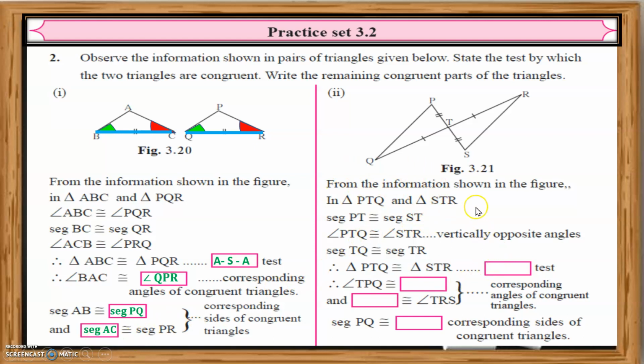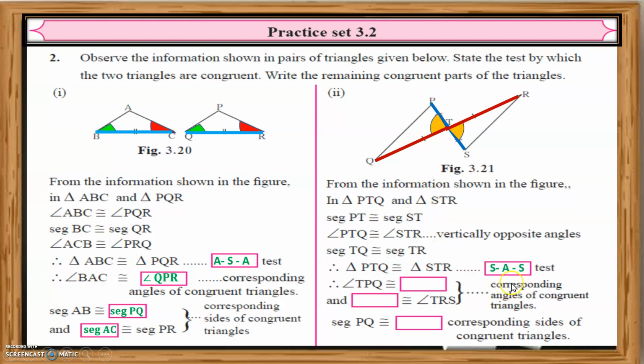Let's try to complete this activity. In triangle PTQ and STR, these are the two triangles. PT is congruent to ST and angle PTQ. See students, here it's not shown, but it is understood that vertically opposite angles are always congruent. So these two angles are at the vertex. So whenever you have two lines intersecting, you should know that angles at the vertex, that is vertically opposite angles, are always congruent. It will not be marked always. Then segment TQ is congruent to segment RT or TR. Therefore, we can see the two triangles are congruent by S, A and S test.